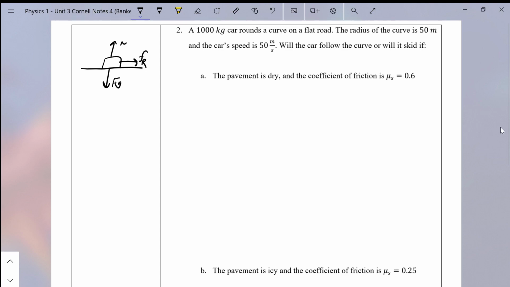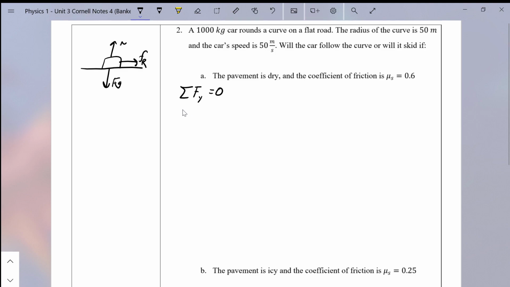So the first thing I need to know is how much friction, or rather, not the maximum friction I can get, but what is the amount of friction that the car will experience when it goes around this turn? To do that, we need to look at our x and y directions. The sum of the force in the y direction equals 0.